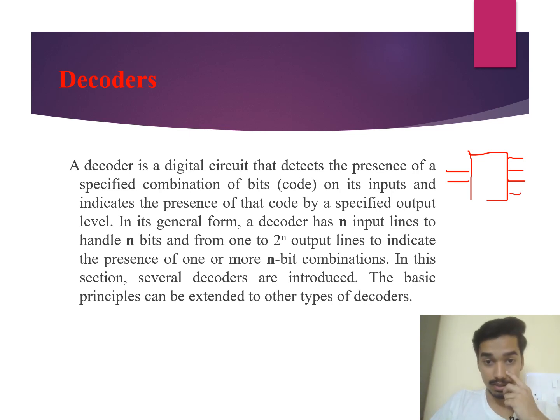and there is a general form of decoder in which it has n input lines to handle n bits, and there are 2 to the power n output lines. So as you can see, 2 input lines and 2 to the power n output lines. 2 to the power 2 is actually 4.